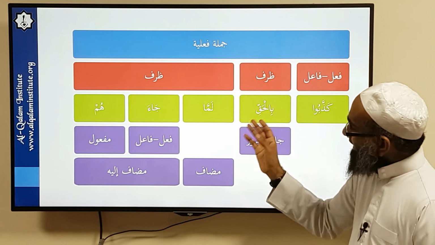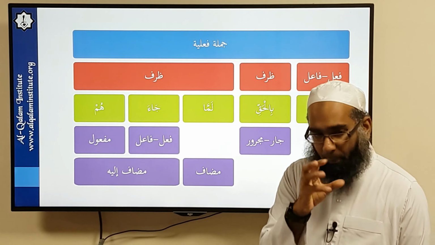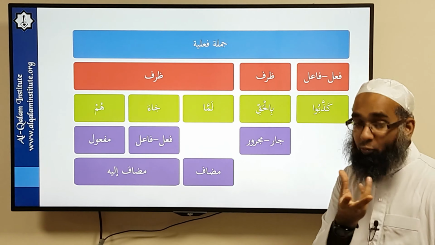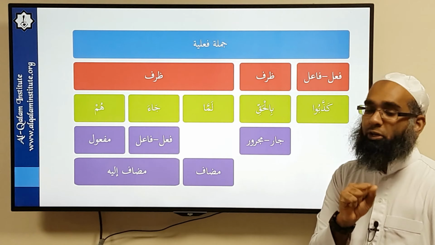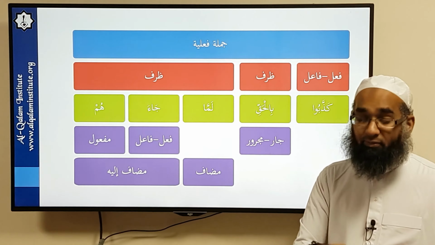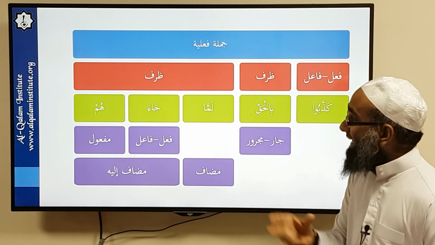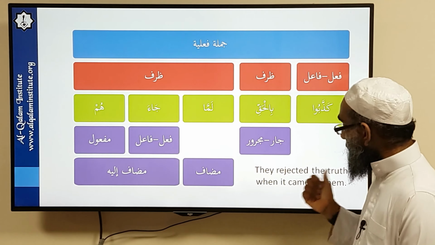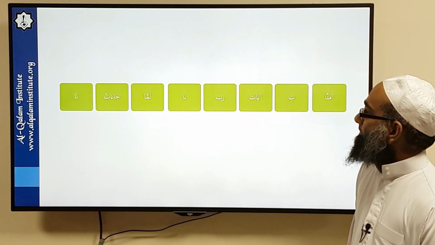And you can see here the zarf is coming in a maf'ul meaning. So it's not a pure English adverb, but structurally it's a zarf. But meaning wise, more of a maf'ul meaning. That's something we'll discuss later on, inshallah. Sometimes the zarf, especially the jar majroor zarfs, have a maf'ul meaning, but technically it still counts as a zarf. So they rejected the truth when it came to them.